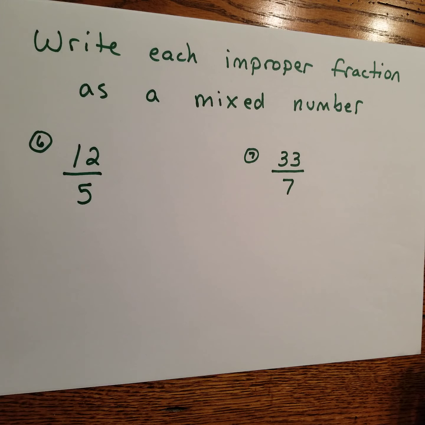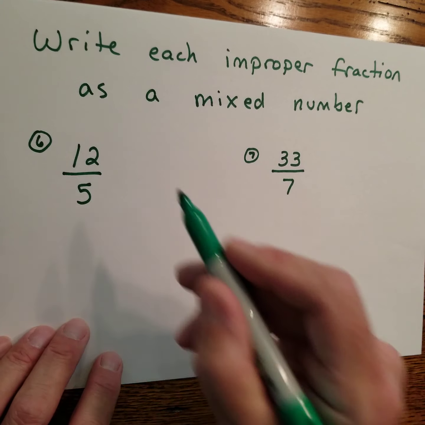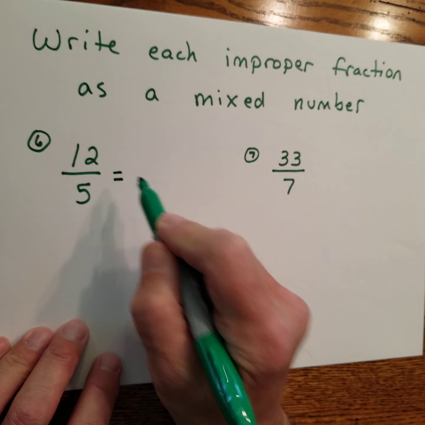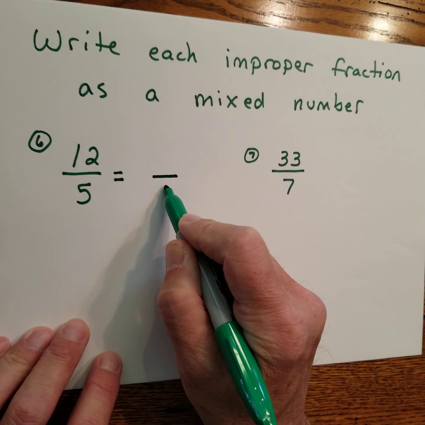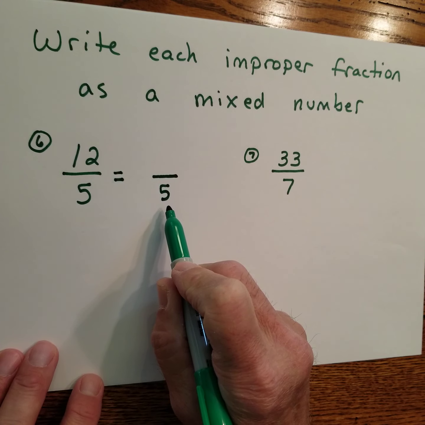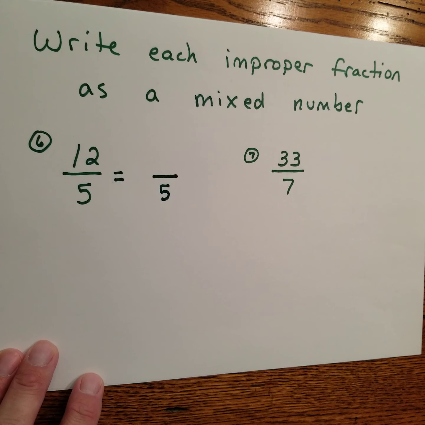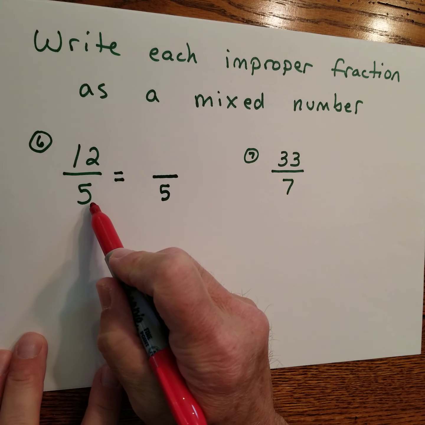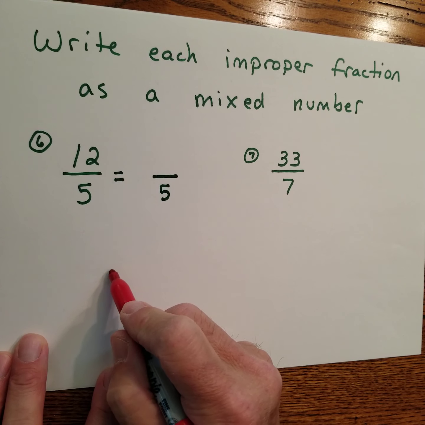These problems are exactly backwards from the first set of problems. Now we've got improper fractions, we're rewriting them as mixed numbers. First thing I know, my denominator never changes. A denominator of 5 here, denominator of 5 here. How do I get the numerator? Well, I check and see how many times 5 divides into 12.